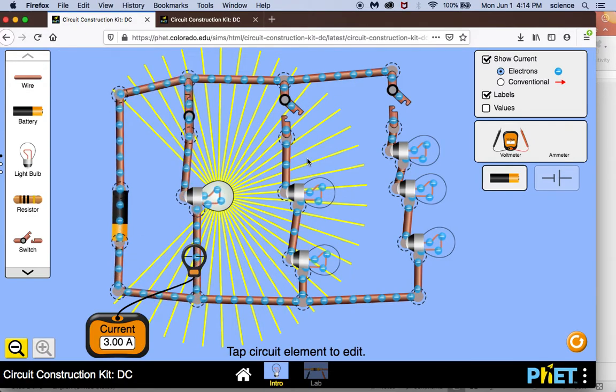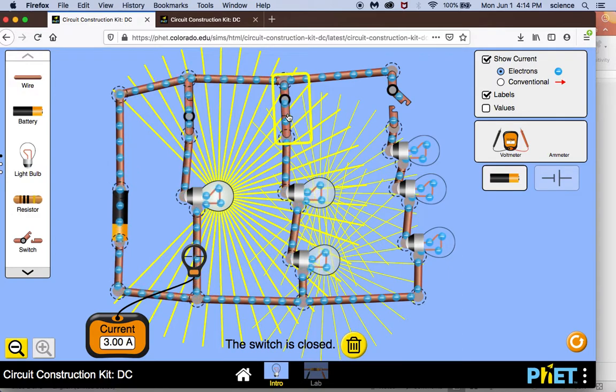So the question is, if I close this part of the switch and I add this additional branch, what's going to happen to the brightness of this bulb? And of course the brightness is associated with the current. So if the current through this bulb stays the same, then the brightness is also the same. So let's go ahead and close it.